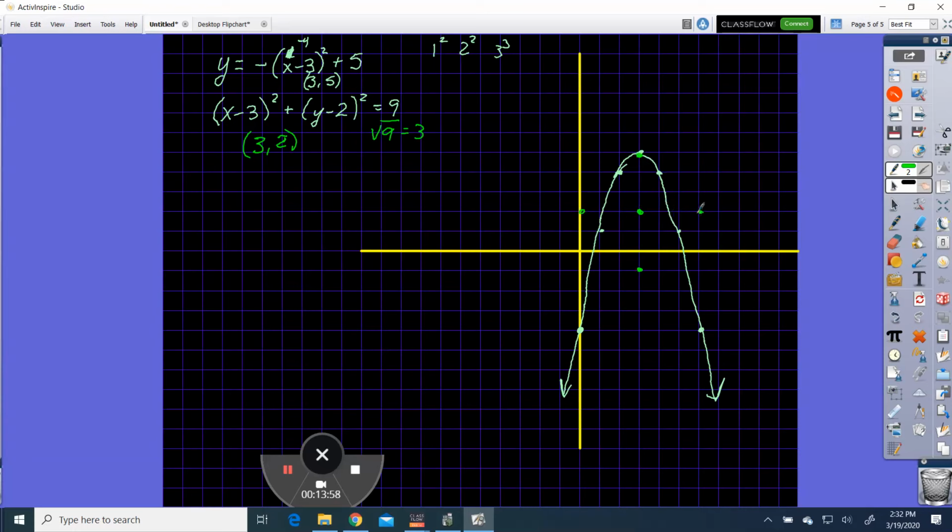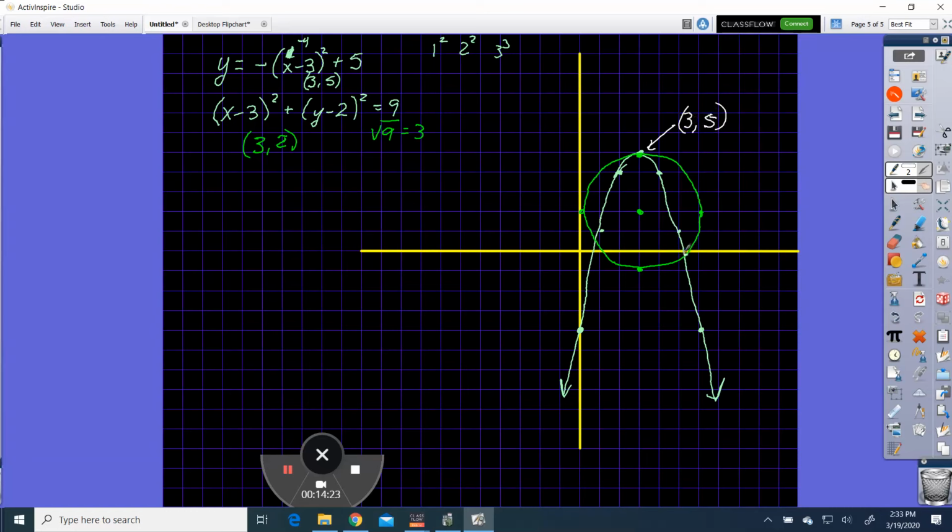Okay, so now I connect my dots to make a circle. I've seen better, but it'll do. So that's the center of my circle. This dot up here is right 3, up 1, 2, 3, 4, 5. So that's a 3, 5.